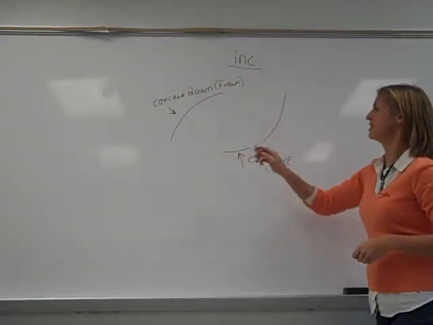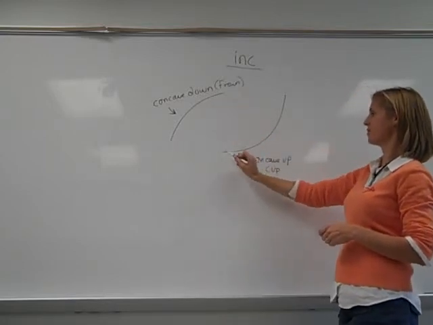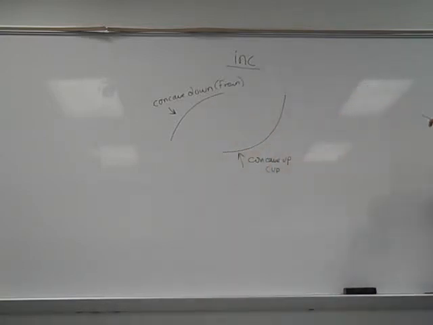I could also have, so if a function's increasing, it could be increasing and concave down, or it could be increasing and concave up. I could also have a function that's decreasing, and it could be concave up, or it could be concave down and be decreasing. So this one is concave up, because it's making part of a cup. And this could be concave down, and it's making part of a frown.